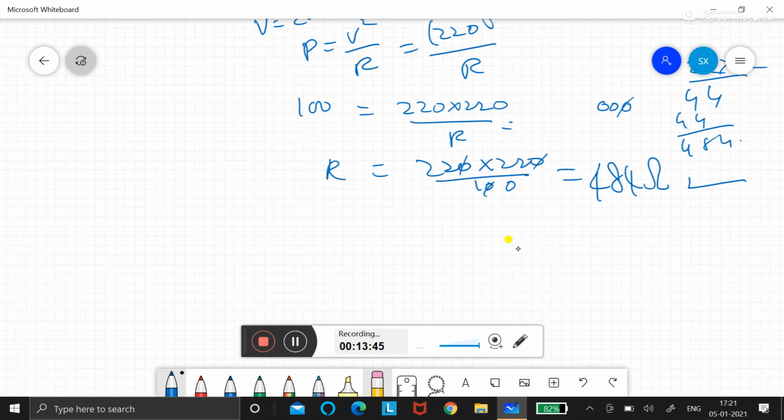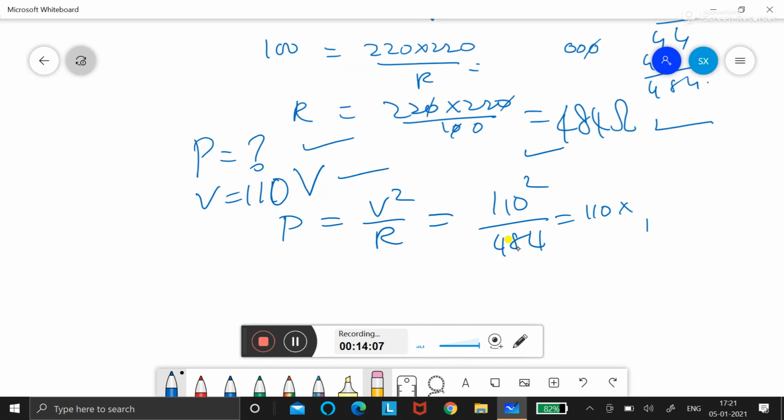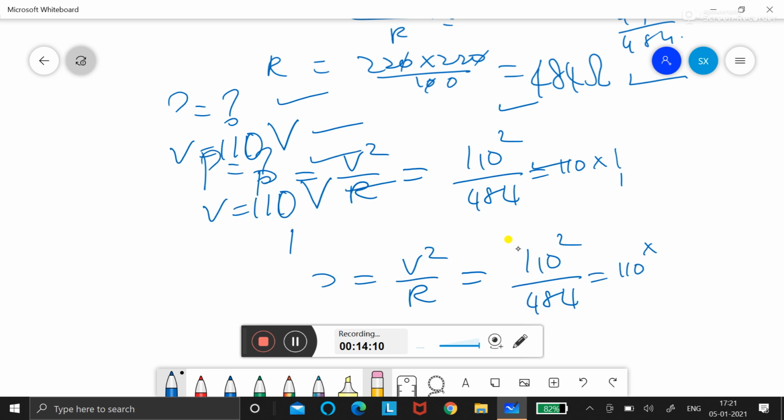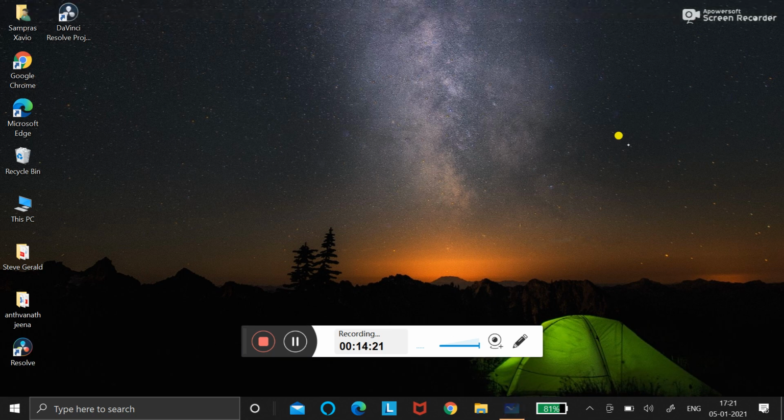Calculate the power. So P has to be calculated and V is given. Suppose it is 110 volt, it's given in the second case. So R is this, V is this, find out the value. P has to be found out. P is equal to V square by R again. So 110 square by 484. So 110 into 110 divided by 484, you will get 25 watt, children.